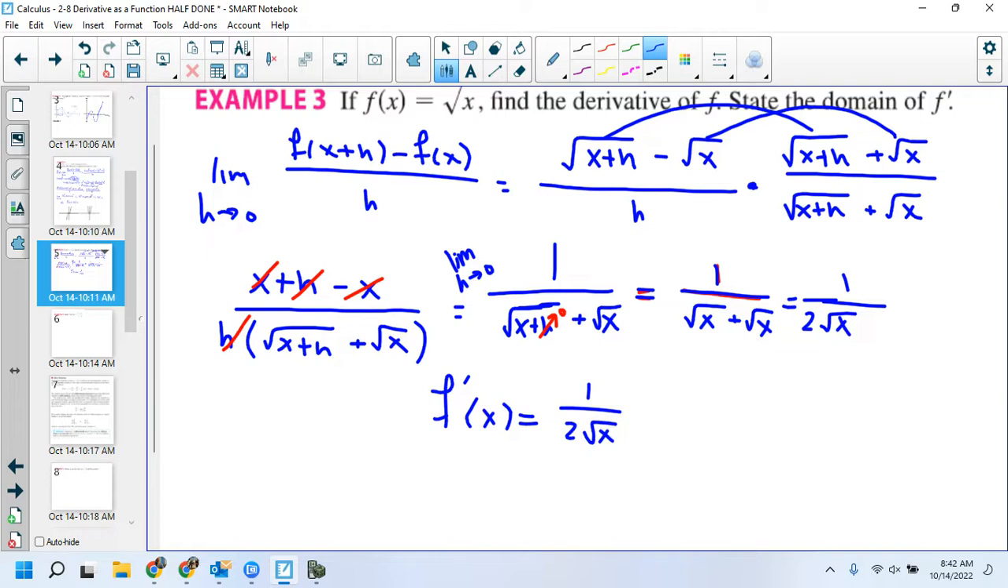All right, now let's state the domain. First off, the domain of any radical is x is greater than or equal to 0, right? As long as there's nothing else with it. However, can x equal 0 in this case? No. So all I have to do is just go no. So there's the domain. Questions about that?